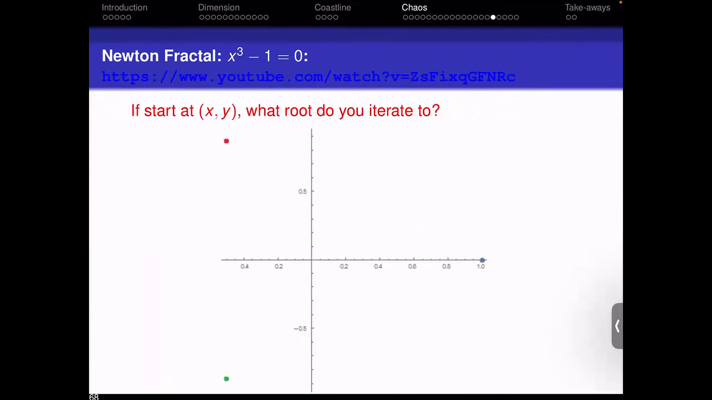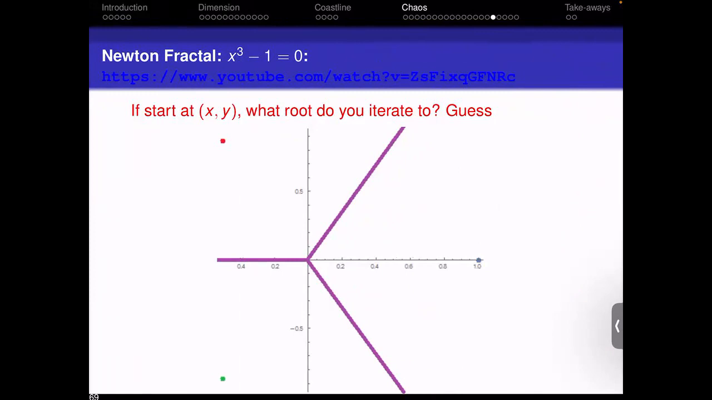Can you try and draw like some line? Like this? Yeah. So here is the line of all the points that are equidistant from red and green. Here's the line, all the points equidistant from green and blue. And so if life was nice and simple, what would be your conjecture? Which points would go to red? Which points would go to blue? What would you guess?